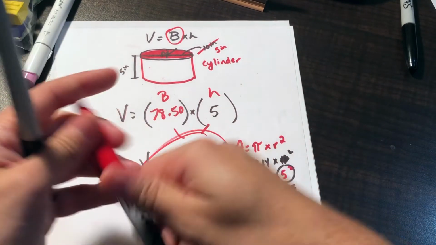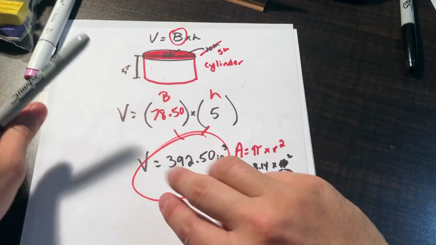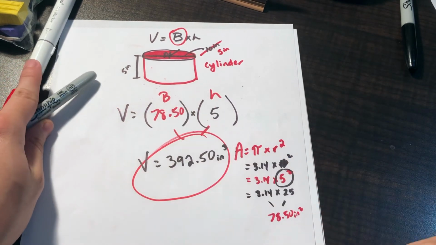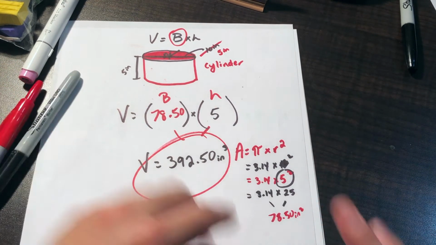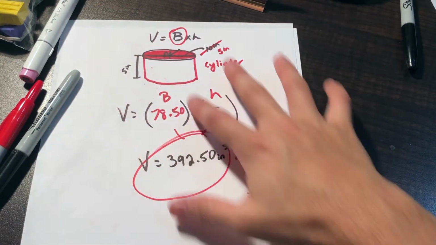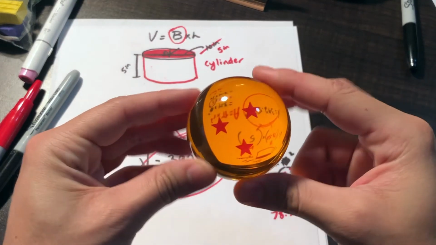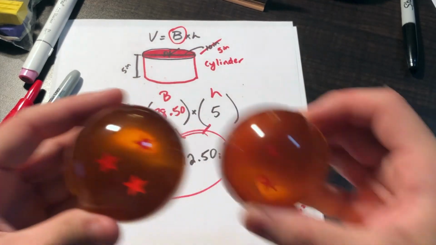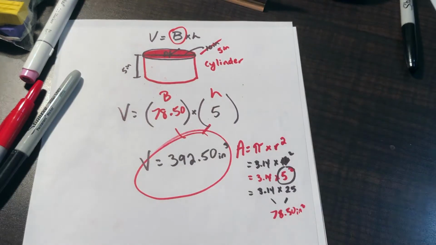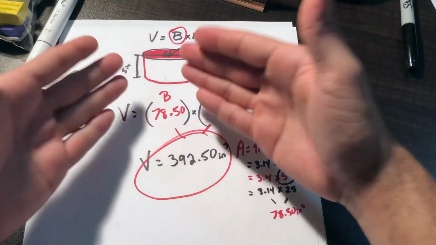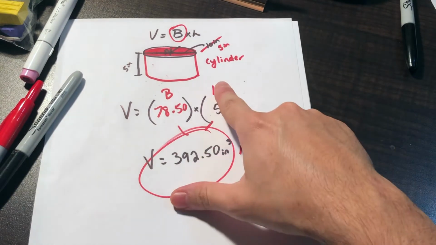One more time, why am I using cubed? Why is it a cubed dimension and not a squared? Because it's 3D. These shapes are 3D shapes, not 2D shapes, okay? Awesome. So there we go, guys. That is how you find the volume of a cylinder.